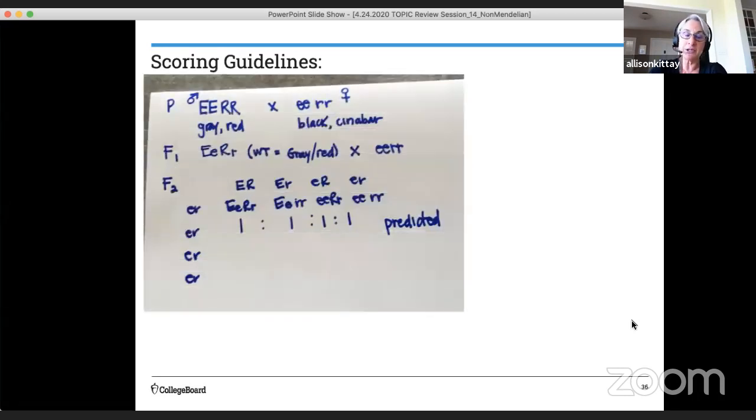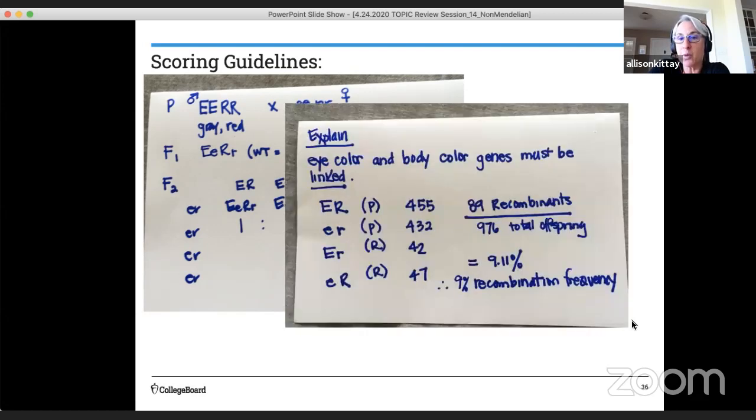So again, let me show you working it out. You can see the F1 dihybrid crossed with the homozygous recessive. We should get a 1-to-1 to 1, but we did not. So why? The why is that the eye color and body color genes must be linked. And you can actually show that with math by calculating the recombination frequency by adding 42 and 47 to get the 89 recombinants out of the total number of offspring, and that's about a 9% recombination frequency.